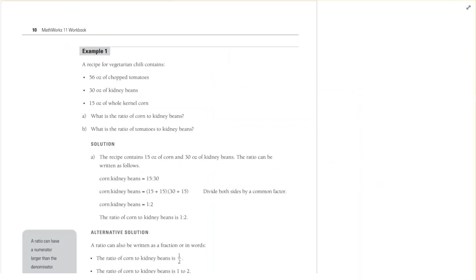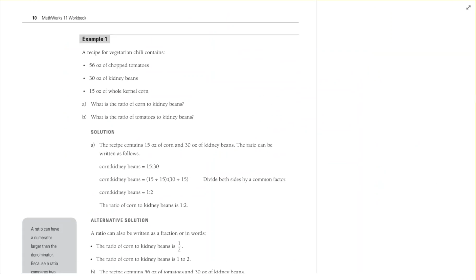Okay, so let's just look at example one here. I'll walk you through it. It says there's a recipe for vegetarian chili. I don't know why it has to be vegetarian. But there's 56 ounces, that's what OZ stands for, ounces of chopped tomatoes, 30 ounces of kidney beans, and 15 ounces of whole kernel corn. All right, so now it says, what is the ratio of corn to kidney beans? So all you really need to do is grab how much corn there is, how much kidney beans there are, and put them beside each other.